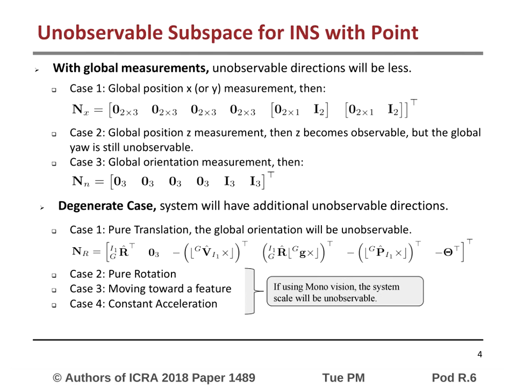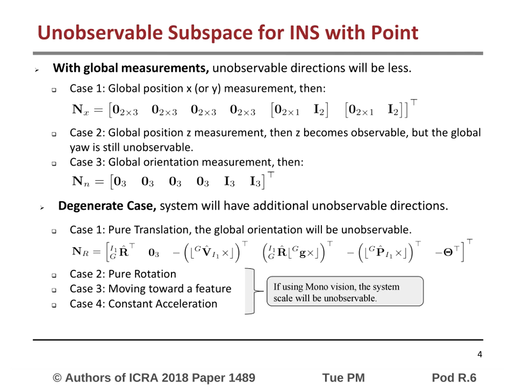If the system can get global measurements, the unobservable directions will be fewer. For example, if the system can get a global position x measurement, then the global position x and the global yaw will become observable. We also identified degenerate cases when the system will have additional unobservable directions.